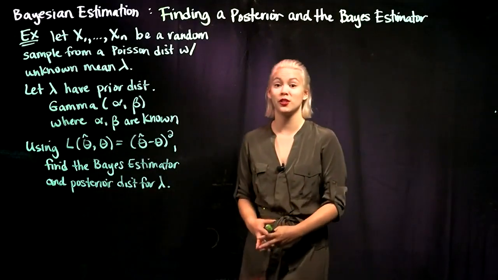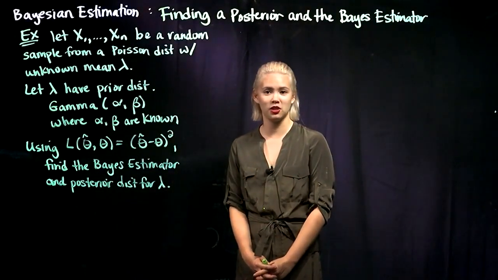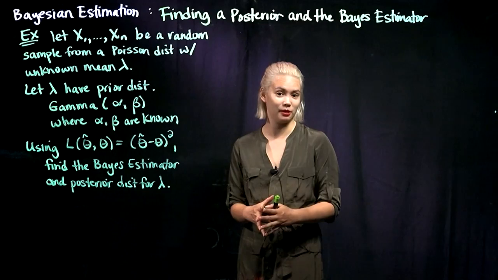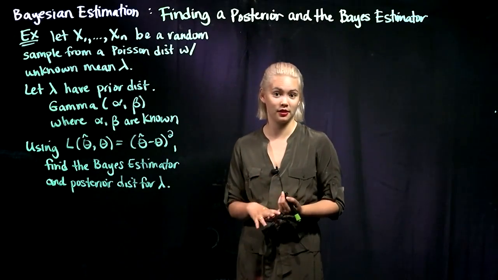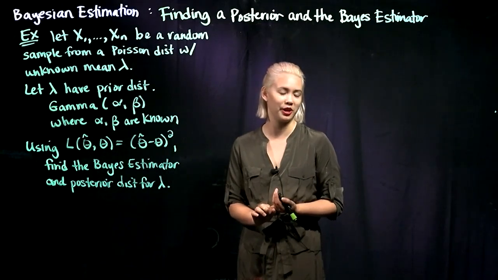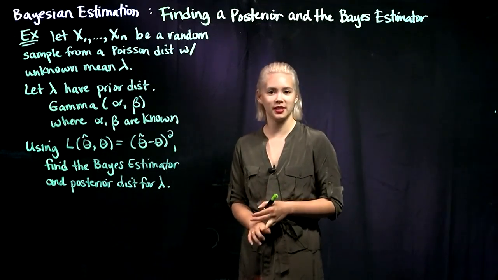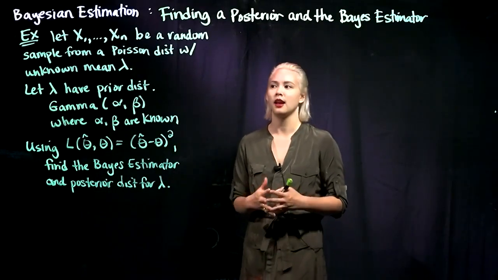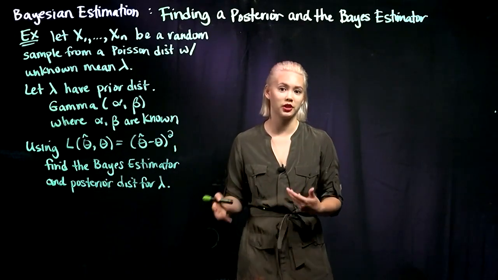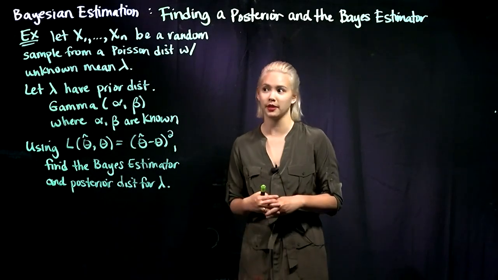Now that we've been introduced to all the ideas of Bayesian estimation, let's tie it all together and do an example. In this example, we'll be working on finding a posterior distribution and finding the Bayes estimator for a parameter. We have a random sample of size n. Remember, random sample means IID, and it's from a Poisson distribution with some unknown mean lambda.